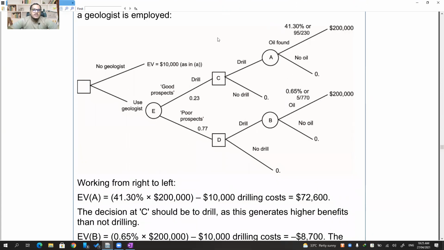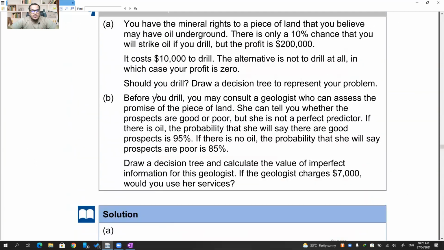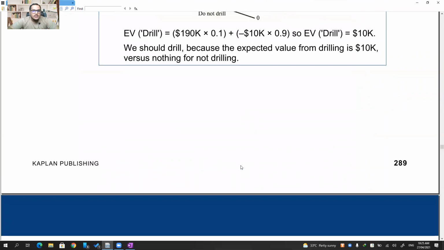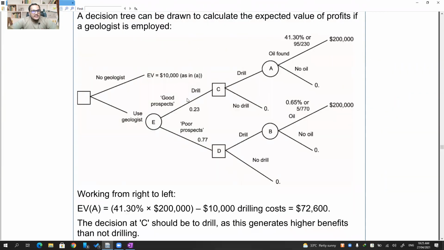Now by using all of this, we'll bring it down using the probabilities and then calculate the expected value with the geologist. If it is more than 10,000 plus 7,000... sir, what is 7,000 now? Ma'am, the cost of the geologist is also to be considered. Now, if the geologist charges 7,000, would you use her services? Sir, without the geologist, we are already getting 10,000. With the geologist, we should get a minimum of 10,000 plus her 7,000 fee plus anything extra. Then only we will hire her.